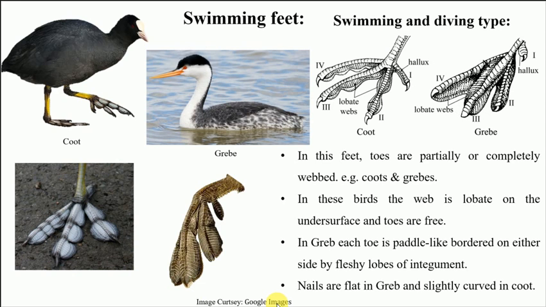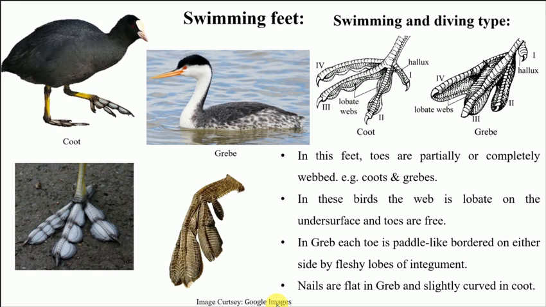The next one is the swimming feet. Now in swimming birds, feet are modified in two ways: swimming and diving type, and swimming and paddling type. In the swimming and diving type, the birds usually dive into the water to search for food material, while in the swimming and paddling type, the birds just swim at the surface of the water. So let's see one by one, first of all, the swimming and diving type of feet.